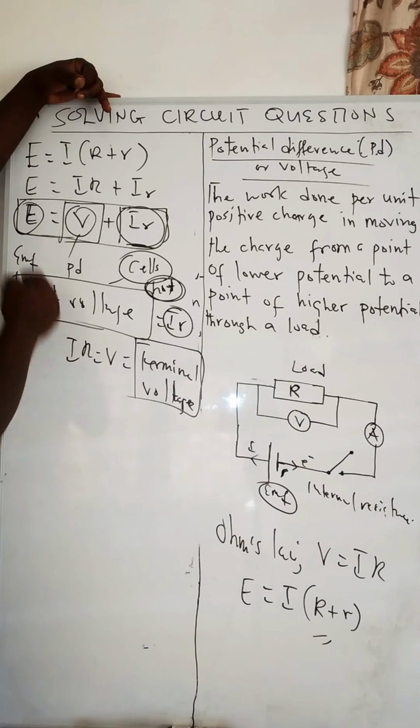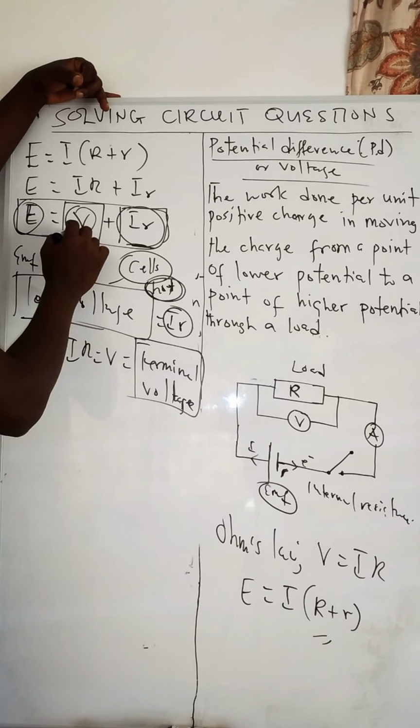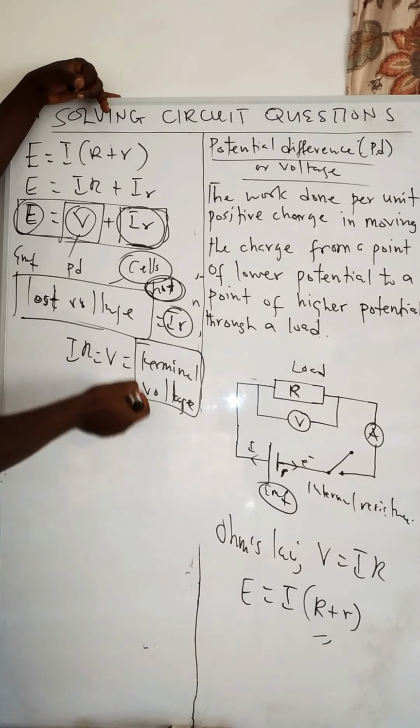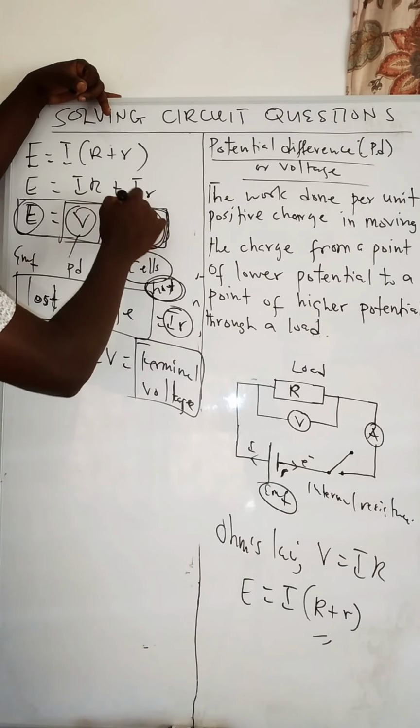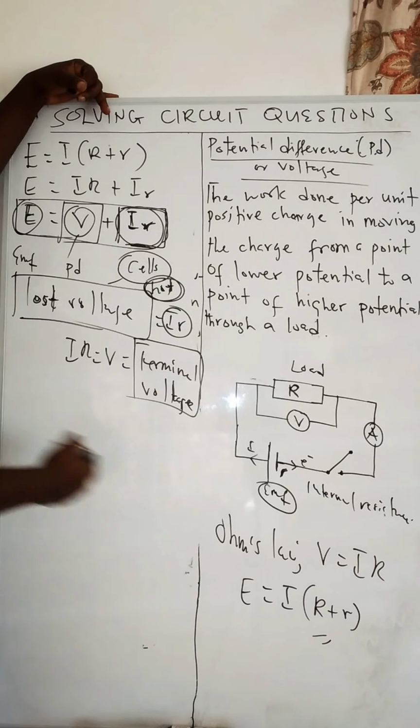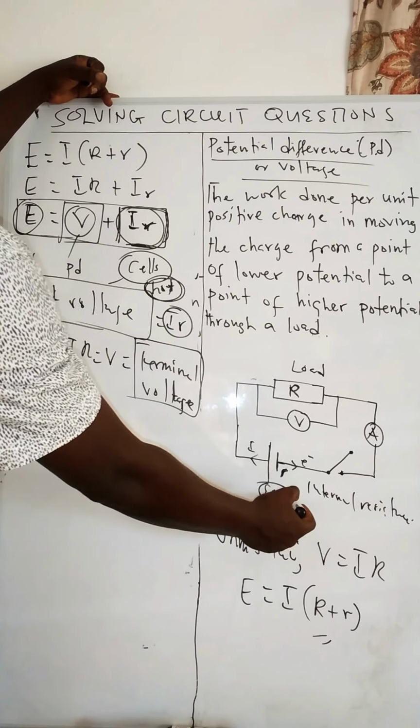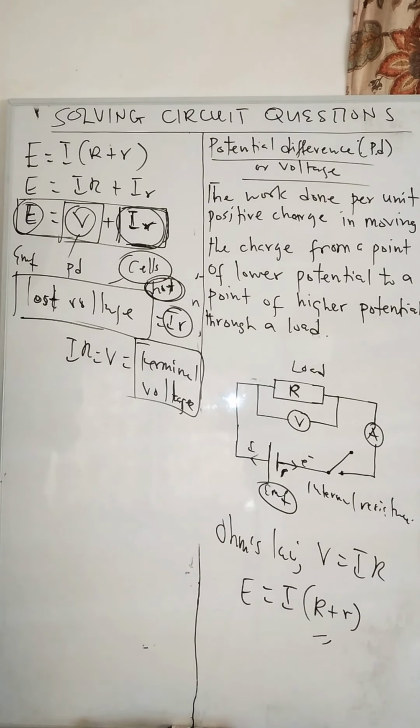Okay, so from this equation, we have our EMF, we have our voltage V, which is also known as the terminal voltage, and then we have our lost voltage. The lost voltage is I small r, and it is coming as a result of the internal resistance of the cell that we have here.